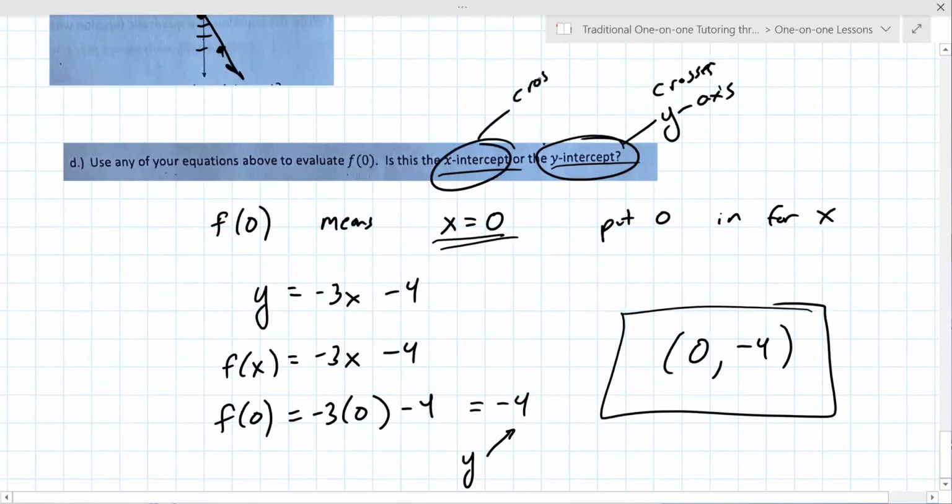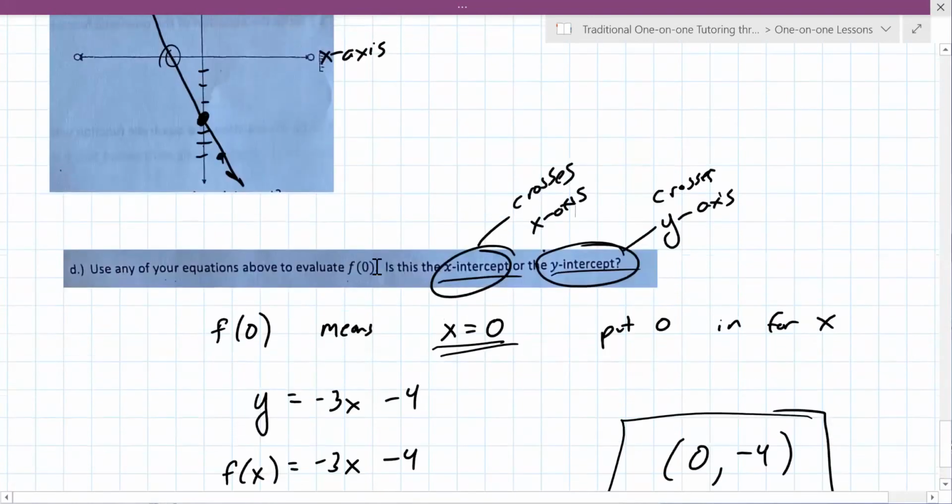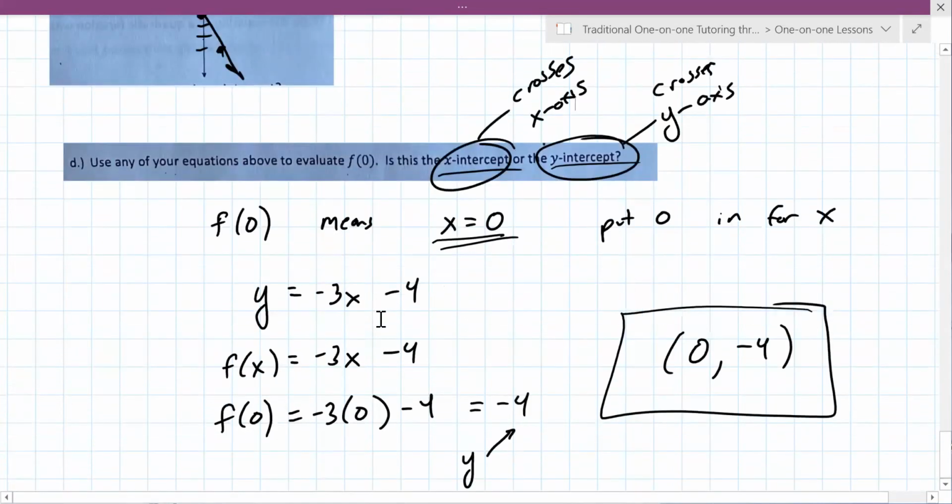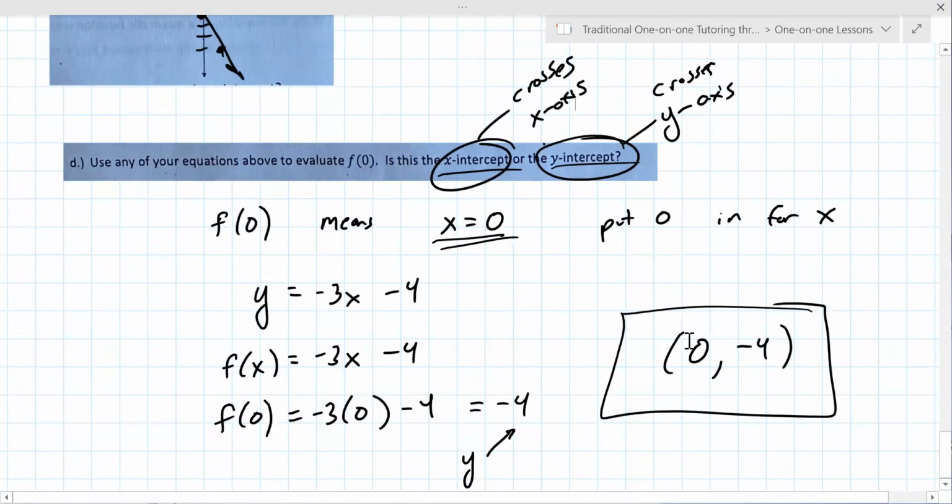Yeah, the x-axis, yes. Wait, so on this one, it technically crosses both though, right? Right, but this is just asking about the equation, this f of 0. Okay. So then technically it could have been -4 and 0 instead of 0 and -4, and then that would be the x-axis. You can't switch them like that. Okay.